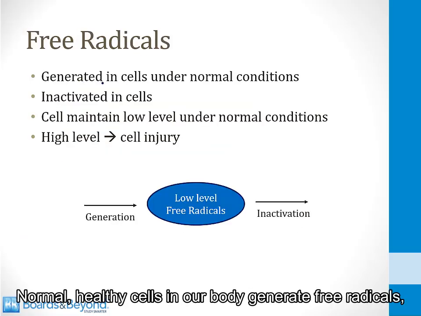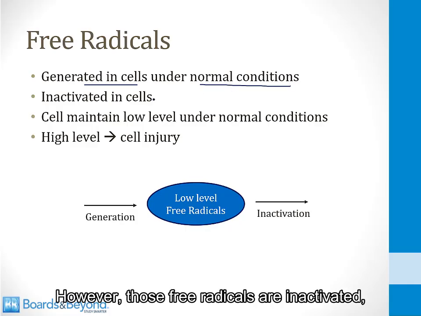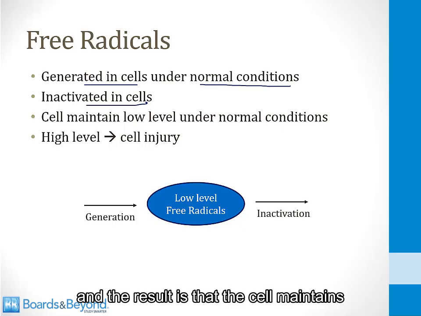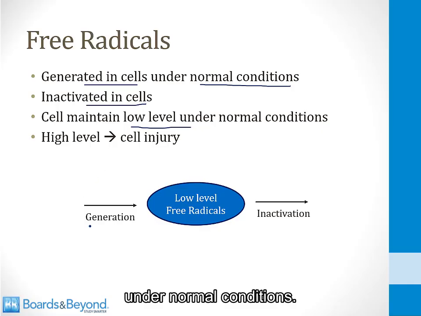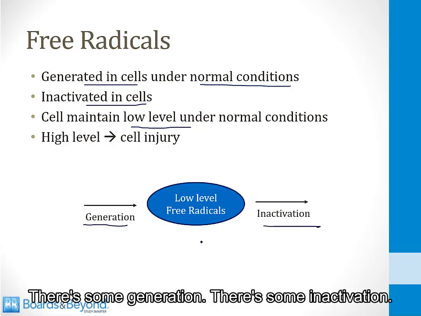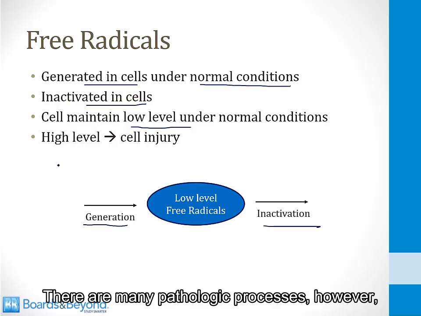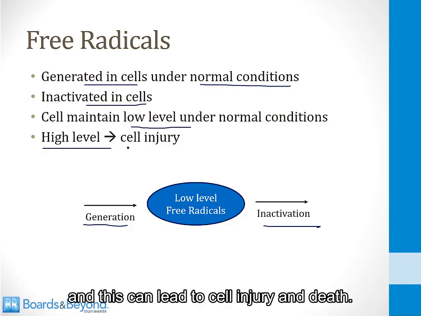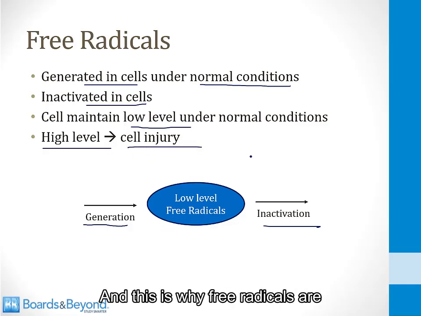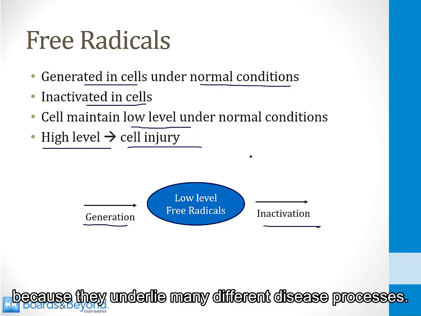Normal healthy cells in our body generate free radicals even under normal conditions. However, those free radicals are inactivated, and the result is that the cell maintains a relatively low level of free radicals under normal conditions. There's some generation, there's some inactivation, and at any point in time, only a small amount of free radicals is present inside the cell. There are many pathologic processes, however, that lead to high levels of free radicals inside of cells, and this can lead to cell injury and death. And this is why free radicals are such a basic principle of pathology, because they underlie many different disease processes.